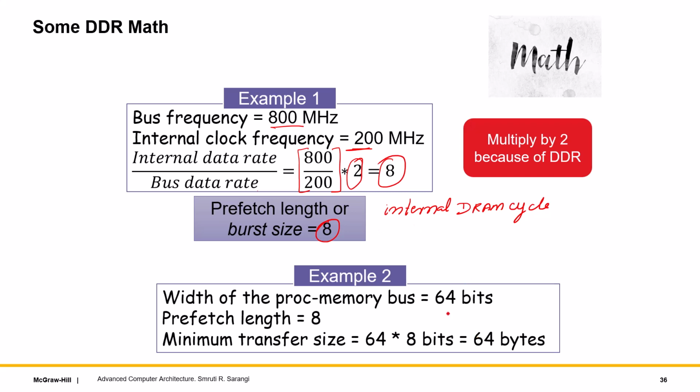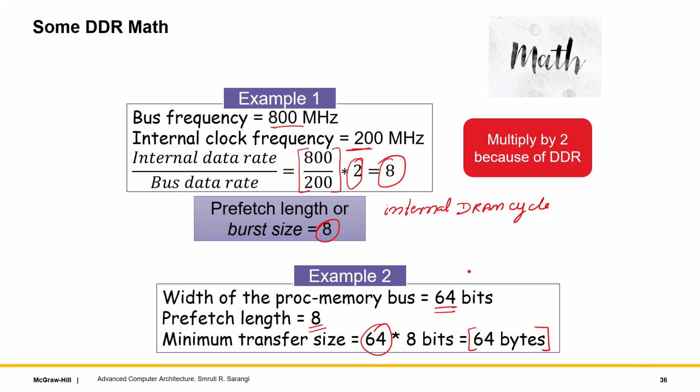If the width of the processor memory bus is 64 bits and the prefetch length is 8, then clearly the minimum transfer size would be 64 into 8, because once I read, I will then read one after the other. I will read 8 in one go in subsequent consecutive cycles. So it will be 64 into 8 bits, which is 64 bytes.